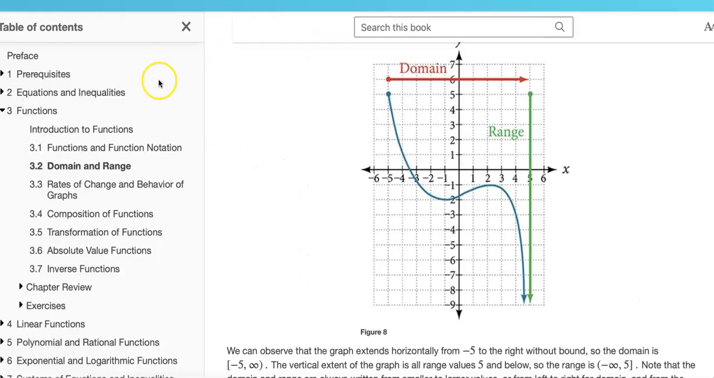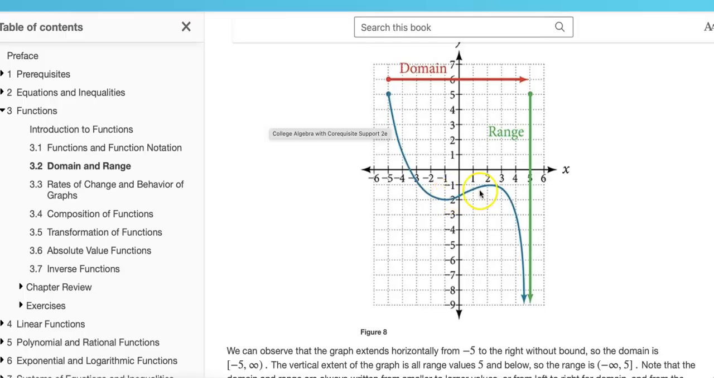Now let's talk about how to determine the domain and range graphically. The domain graphically is going to be all the possible x values that you're going to see on the graph, and the y values would be the range. So notice that as far to the left as you can go here on this graph is -5 because it stops with a solid graph.